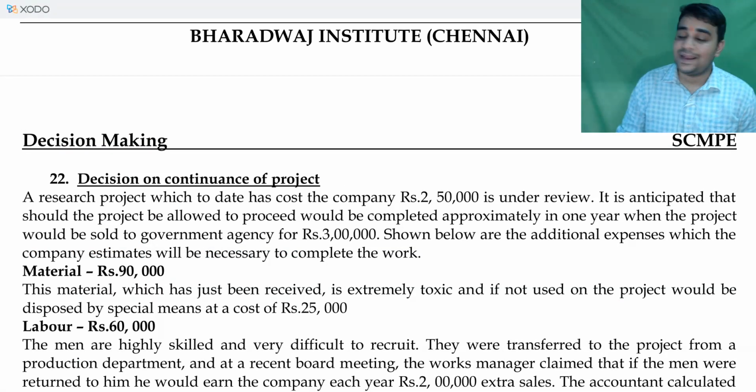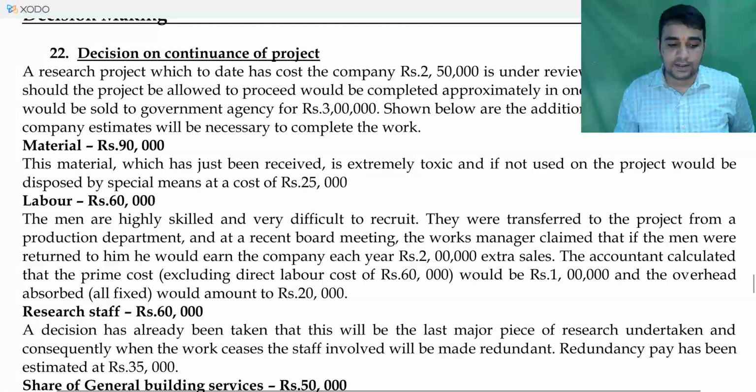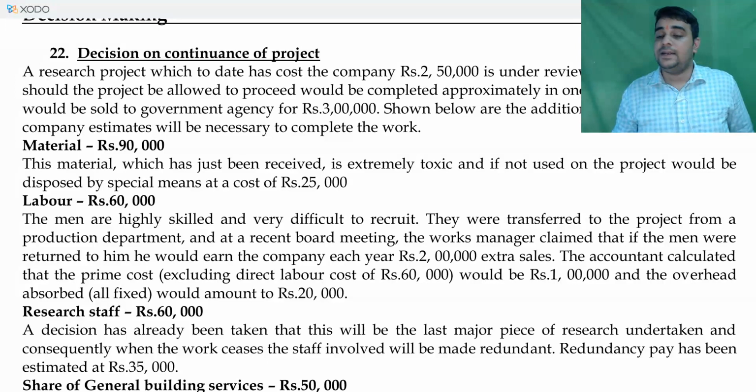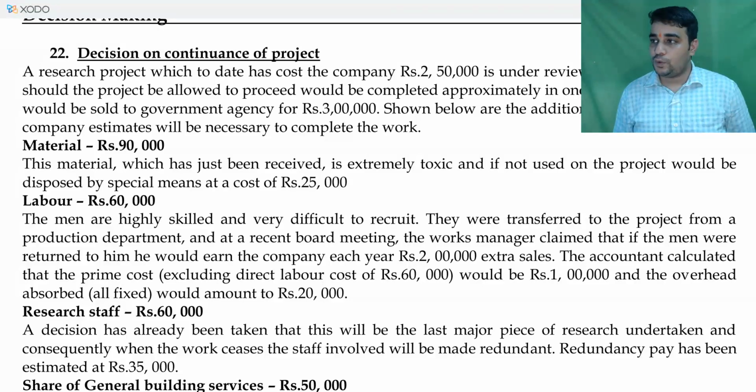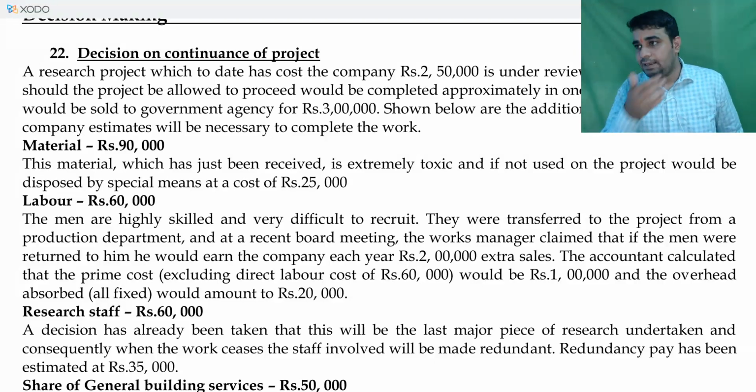Then material 90,000. The following are the additional expenses to be incurred. Material is 90,000. The material which has just been received is extremely toxic, and if not used on the project would be disposed of by special means at a cost of 25,000. This is some product which is extremely toxic. The material available cannot be used on another product, though it was purchased recently; it's like a slow moving item. It cannot be used on another contract. Relevant cost is resale value. How much is the resale value?